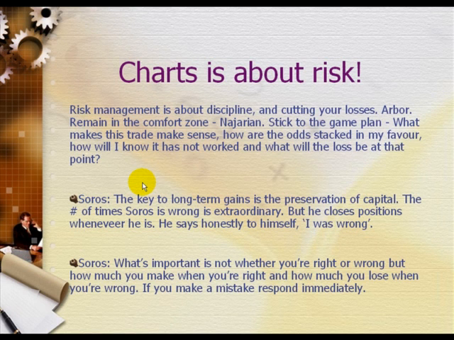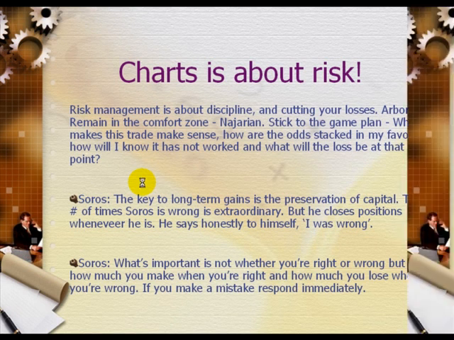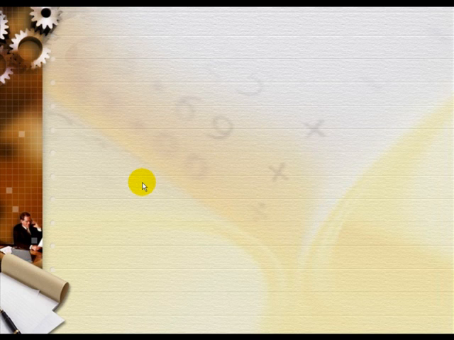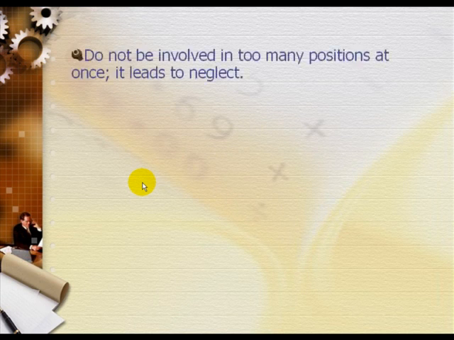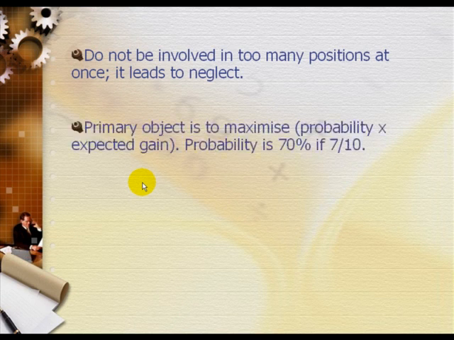Okay, let's move on. First of all, some key points I want to remember. Do not be involved in too many positions at once. It just leads to neglect. All that happens is you juggle too many balls in the air and you drop some. Next point. Primary objective is to maximize your expected gain. In other words, maximize profit. What that means is it's the probability that something's going to happen times the gain. Now, I know that sounds a little bit complicated and messy. We will return to it.